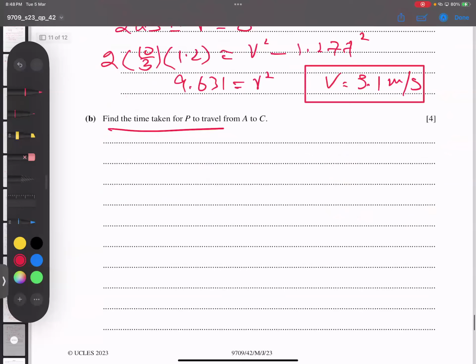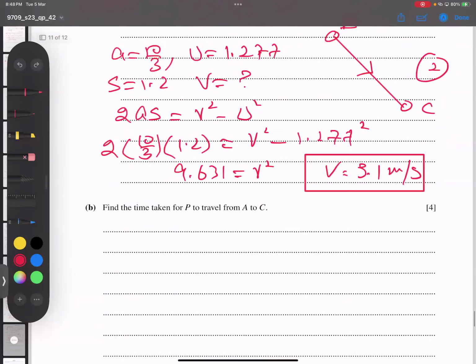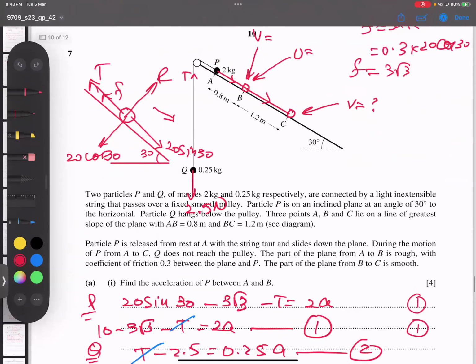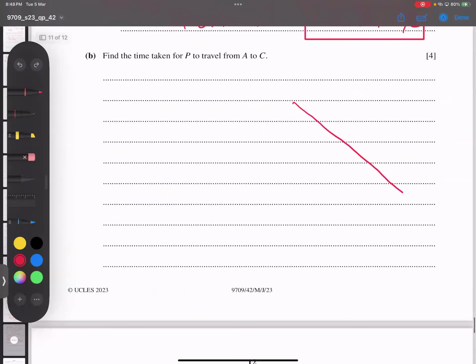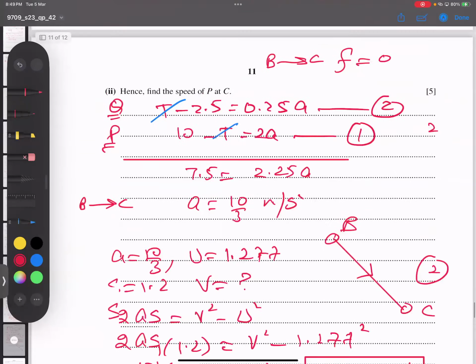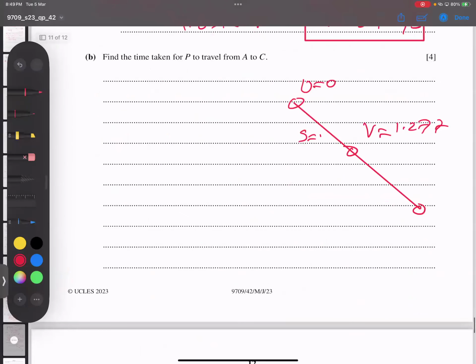Now let's talk about the time for the whole journey. How many marks are for this? 4 marks. So how to decide it? Time we get from here and from here, and I think we have all the data available. Look, I'll do it step by step. We have U, 1.277, let me recheck. Yes, correct. S is the distance from here to there, 0.8, and 1.2 is here.